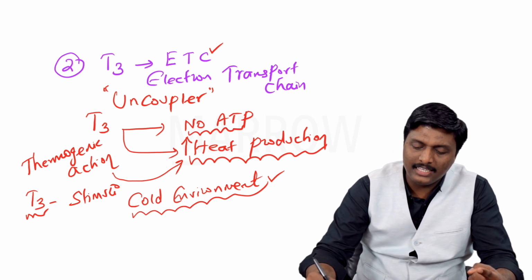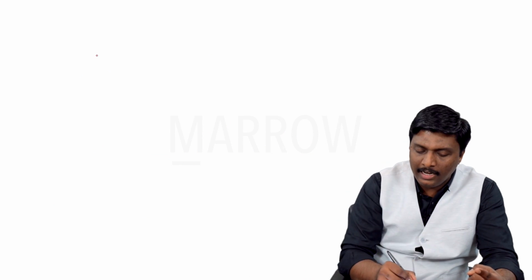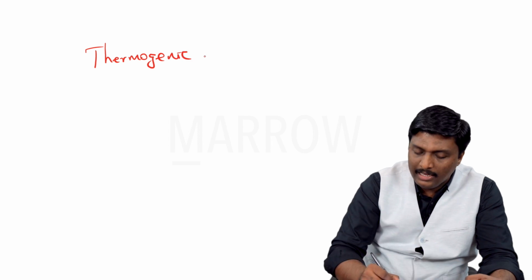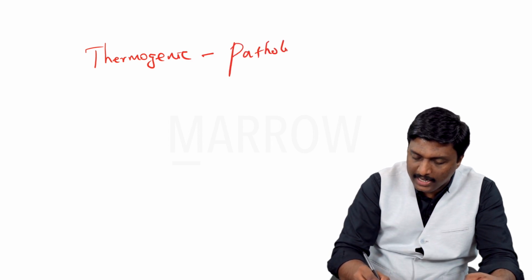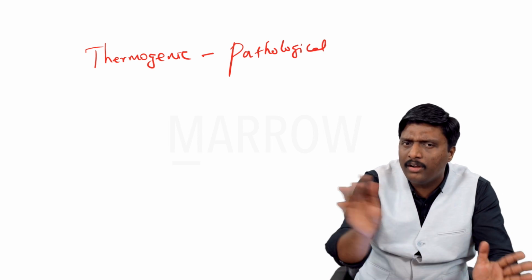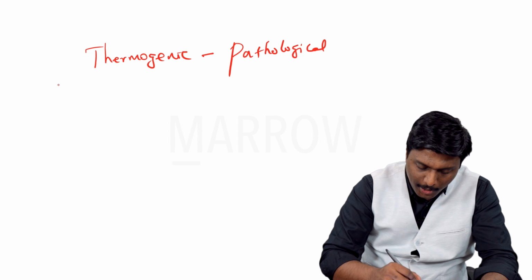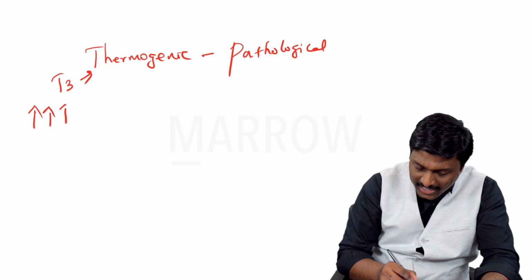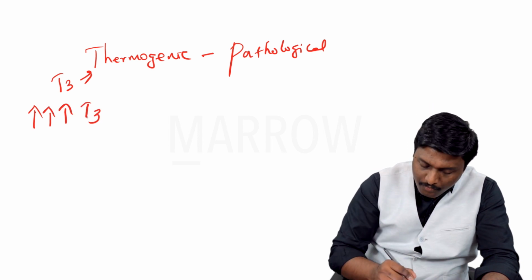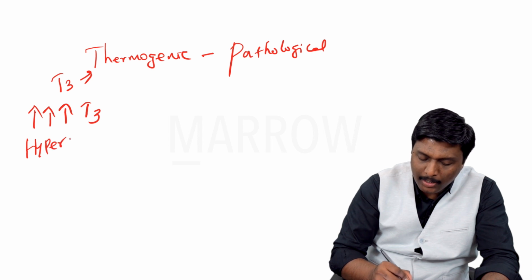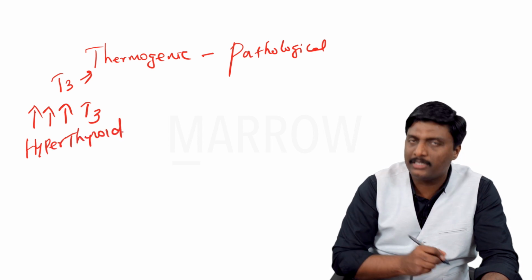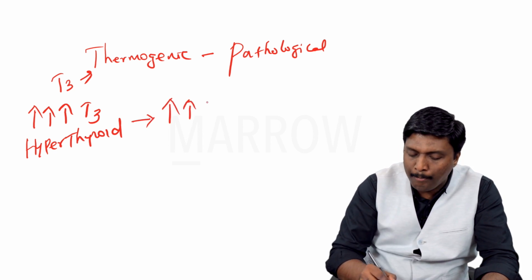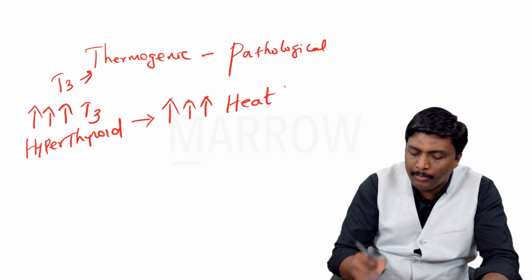Kindly make a note. The same thermogenic action can become pathological. If you understand this concept, a lot of conflicts will be resolved in you. Thyroid hormone is known for thermogenic action. Suppose by any chance you have very high levels of thyroid hormone. Where will you see this? In pathology, you classically call this group of individuals hyperthyroid. Because of very high levels of T3, they are going to have a pathological increase in body heat production.